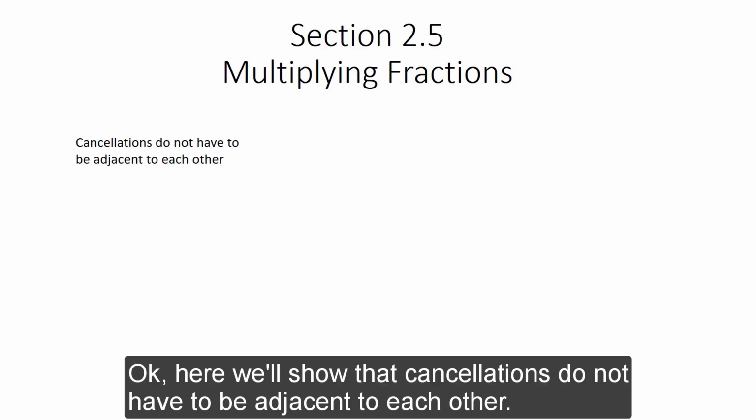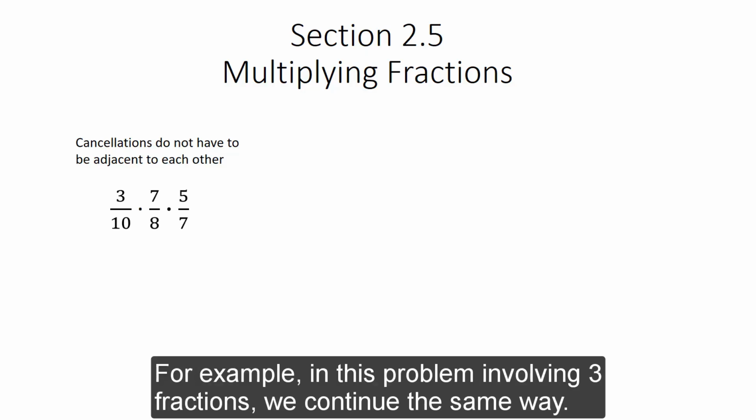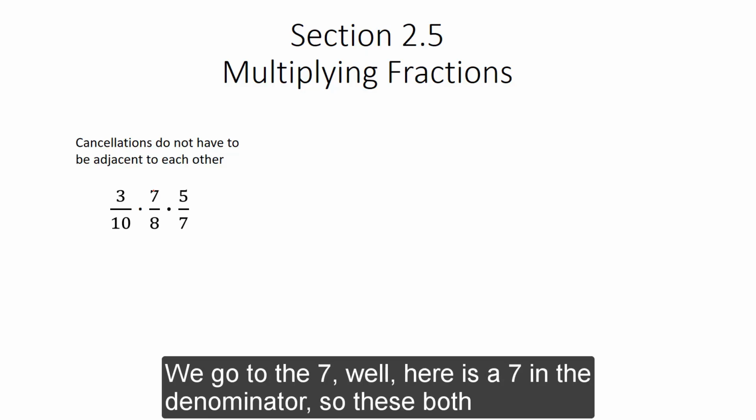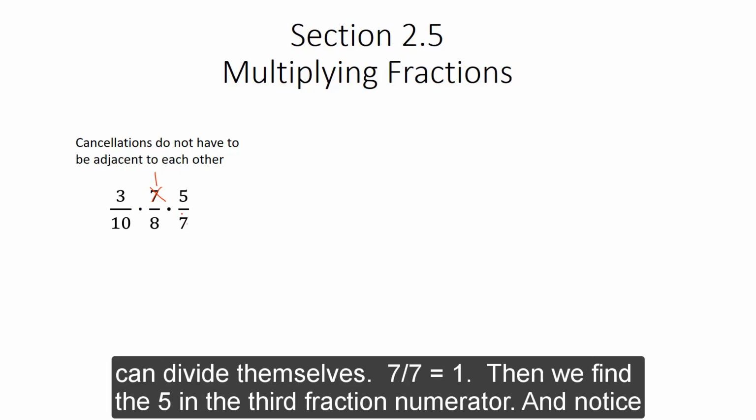Okay, here we'll show that cancellations do not have to be adjacent to each other. So for example, in this problem involving 3 fractions, we continue the same way. We take a look at 3. There are no factors in the bottom of 3 in 10, 8, or 7. We go to the 7. Well, here is a 7 in the denominator, so these both can divide themselves. 7 divided by 7 yields a 1.